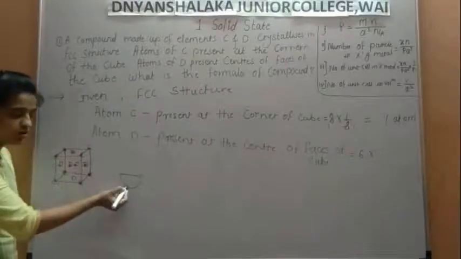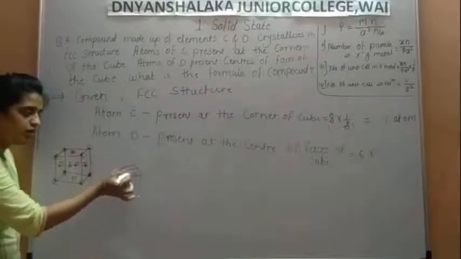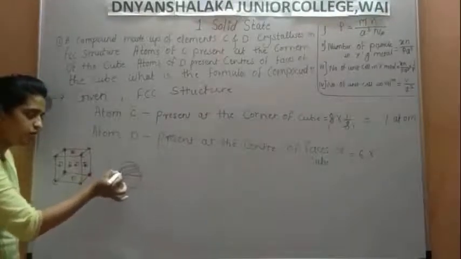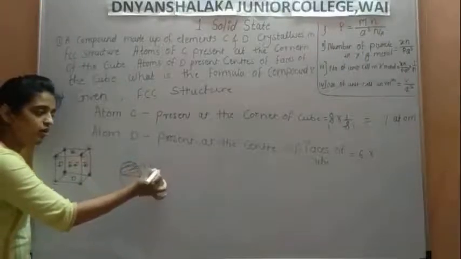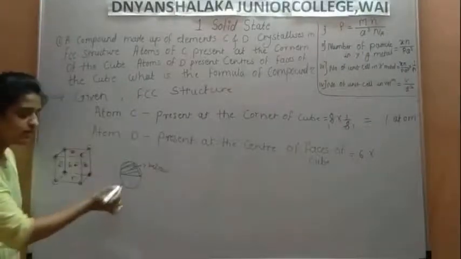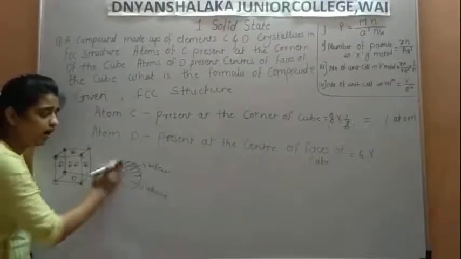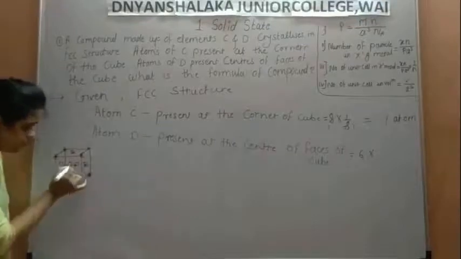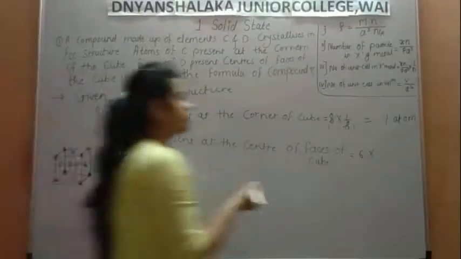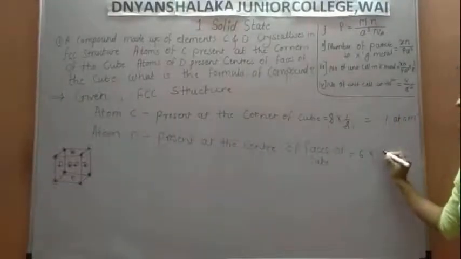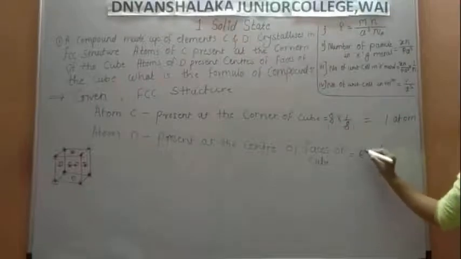meaning above the cube, and this shaded half portion is below the cube. This is below the cube and this is above the cube. Only this half portion is inside the cube. So the contribution of this atom D is half. So 2 ones are 2, 2 threes are 6.